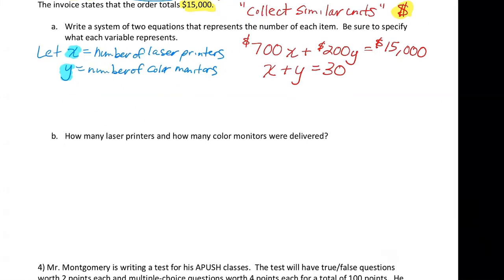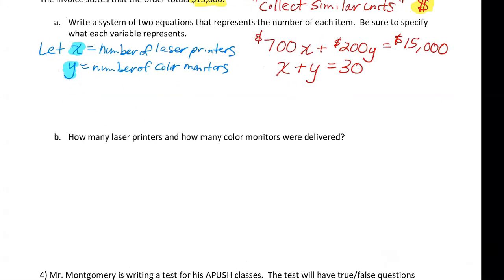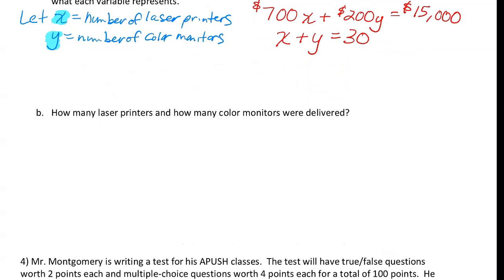And then part B asks, how many laser printers and how many color monitors were delivered? Well, we can use one of our previous methods, either substitution or elimination, to solve. So maybe we'll try to fit both on one page. We'll start with substitution. The substitution method would say, hey, take maybe this second equation. I have a 1x right here. And if I solve for x, I would get x equals 30 minus y.